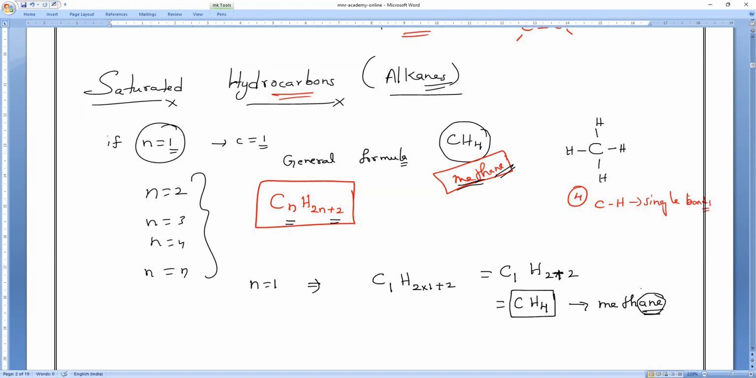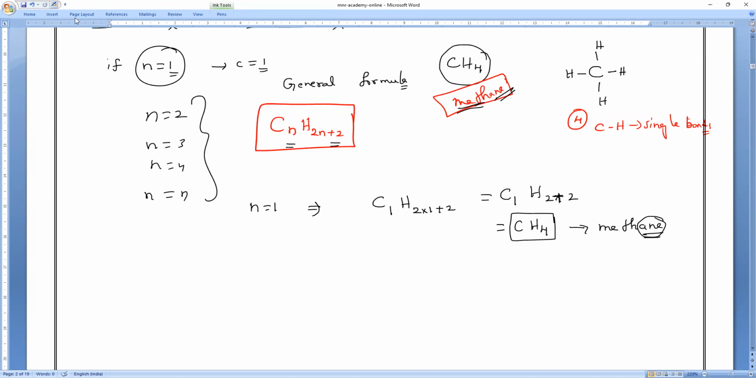Saturated hydrocarbons end with what, everyone? Saturated hydrocarbons end with -ane. Okay, next. n equals 2 means C2H(2×2+2), which is equal to what, everybody? C2H(4+2), which is C2H6, which is ethane. Methane, ethane. Now, structure, how to draw.